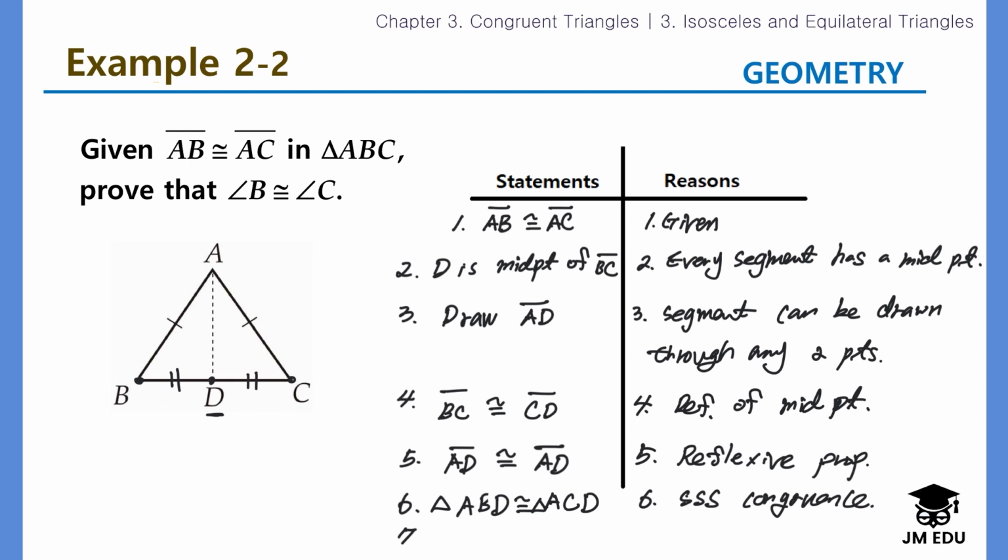So finally, if 2 triangles are congruent, their corresponding angles and their corresponding sides are congruent, right? So we can conclude that angle B is congruent to angle C. Angle B right here is congruent to angle C. So I'm going to write angle B is congruent to angle C. And the reason is by CPCTC. Corresponding parts of congruent triangles are congruent, right?